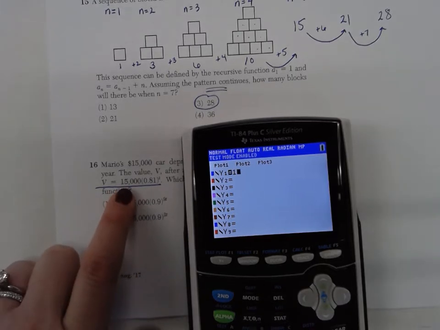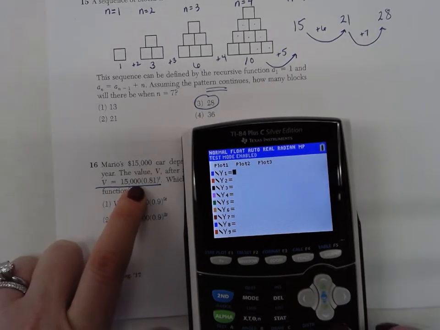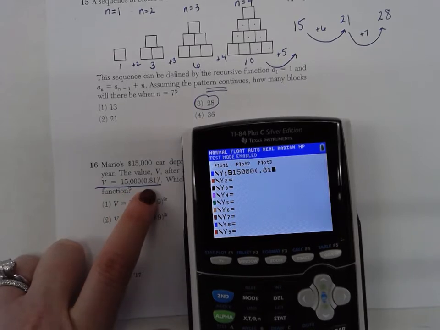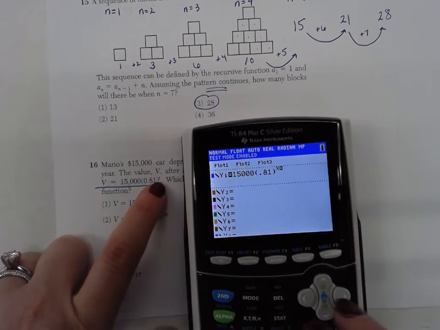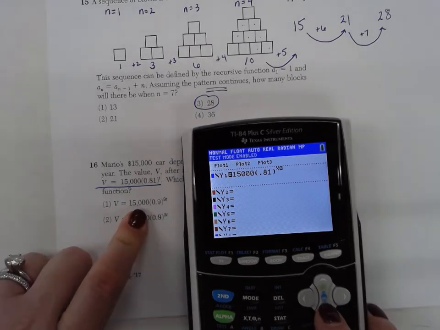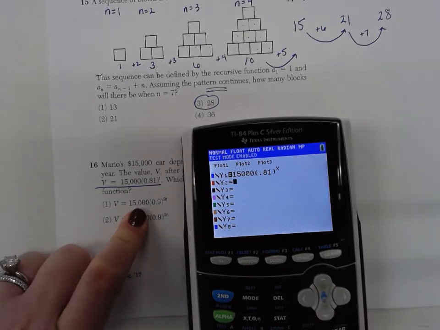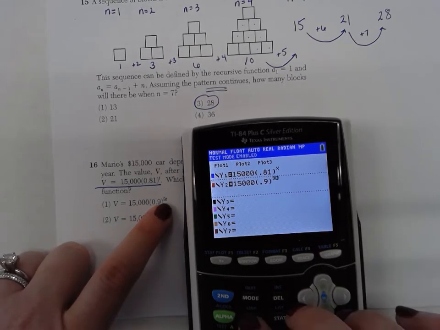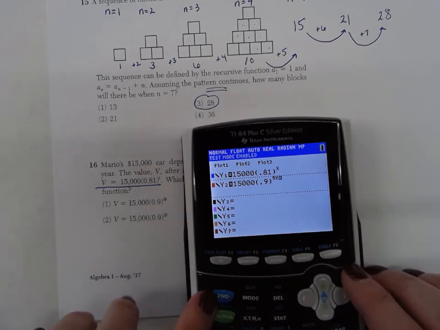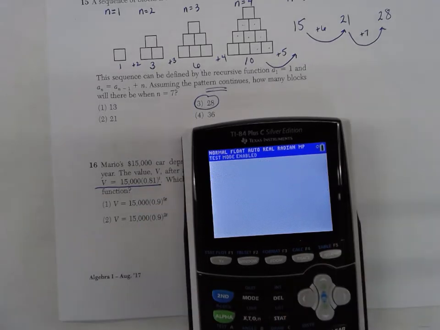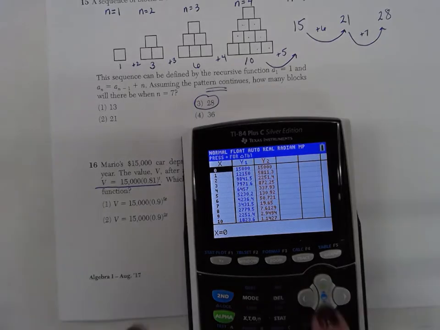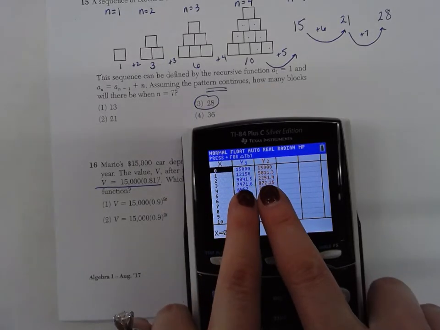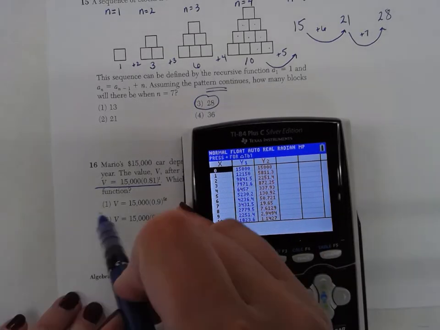15,000 times 0.81 raised to the x. Now I'm going to type in option 1. 15,000 times 0.9 raised to the 9x. And I'm going to go to my table and see if they're the same. And it looks like they're not my answer.